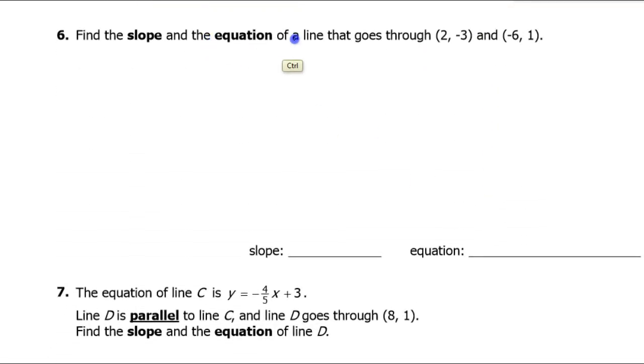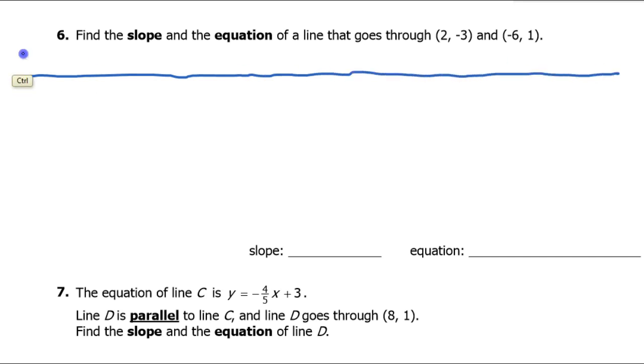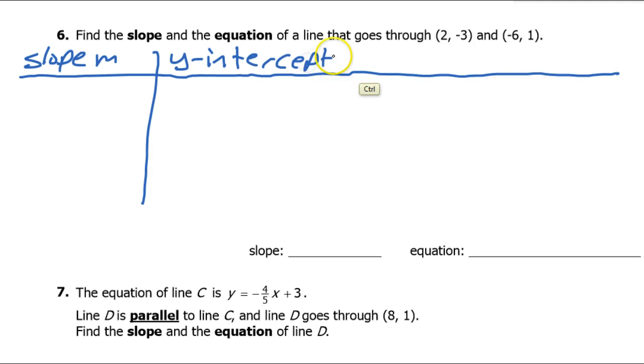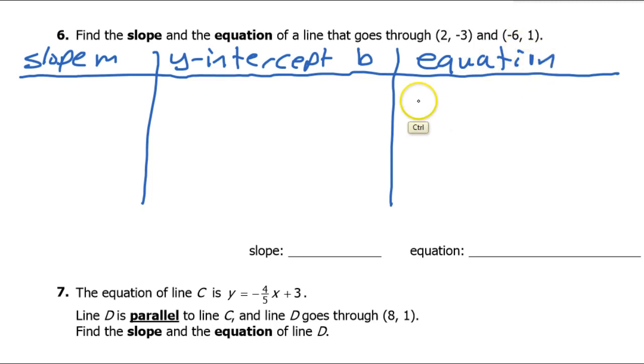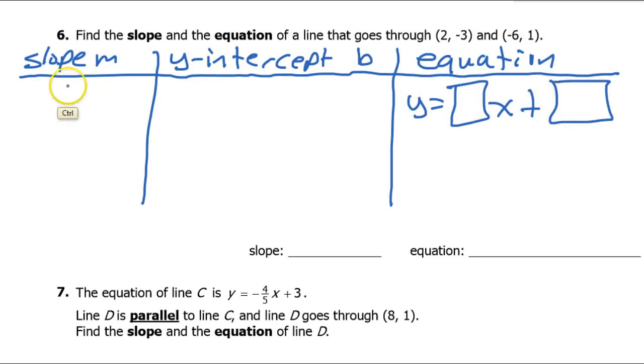Okay, find the slope of a line that goes through these 2 points. So again, I'm going to do the same thing I just did. I'm going to make a chart. All right, I'm going to find the slope, M. I'll find the y-intercept, B. And then I will write the equation. When I write the equation, it's always y is equal to something x plus something. So first I need to find the slope.